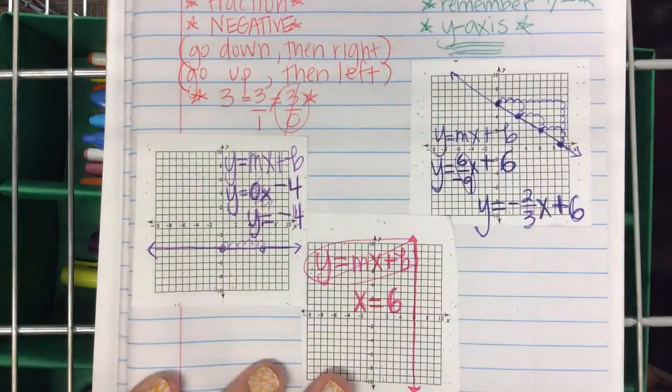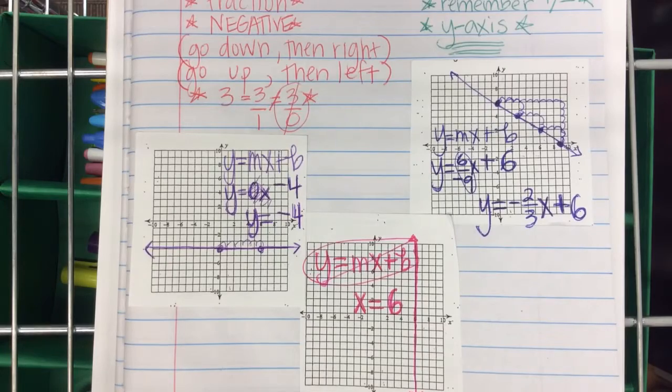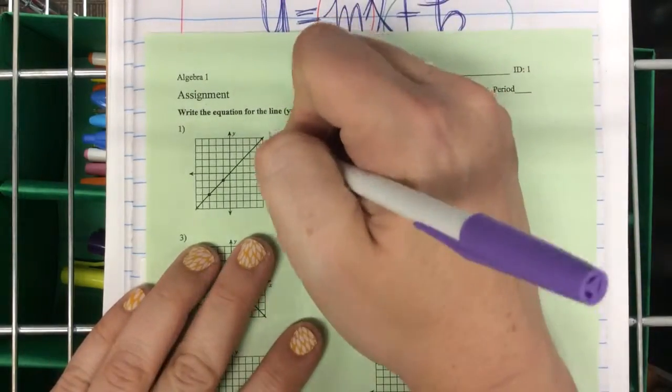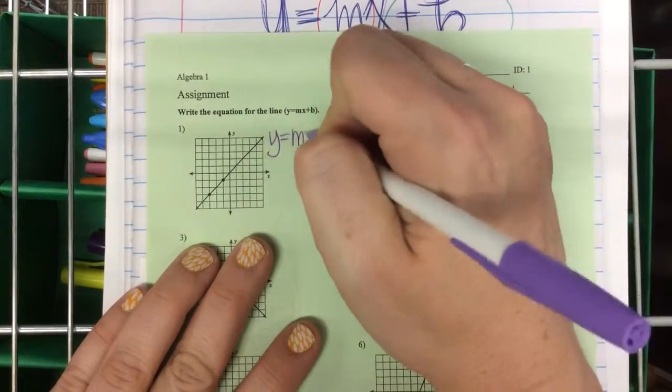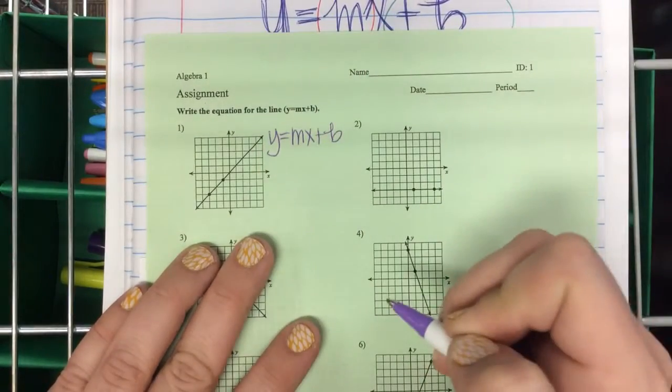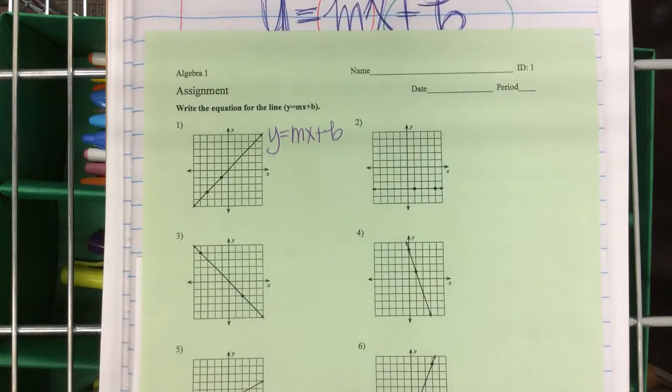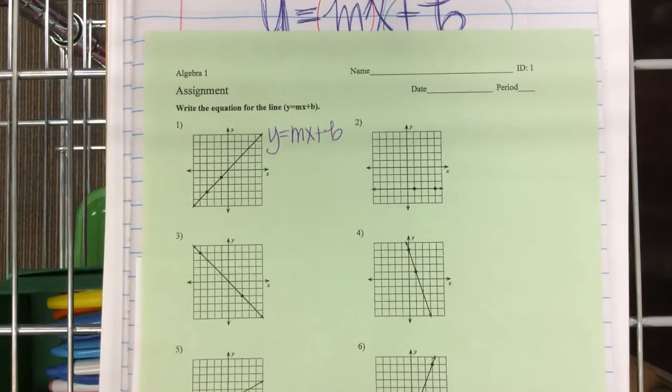So I was right. Every single one of these is going to be y equals mx plus b form.